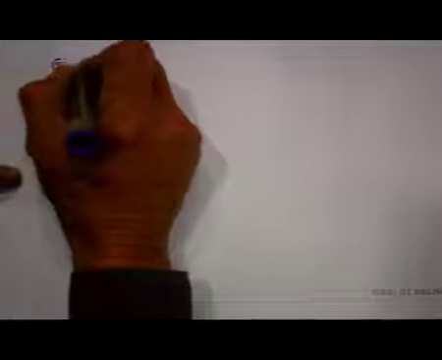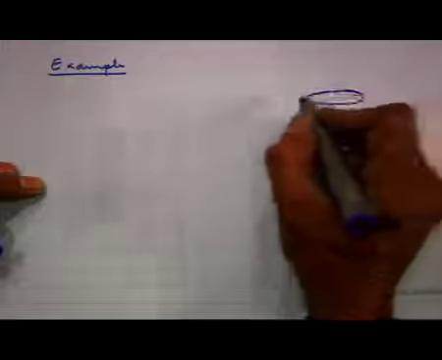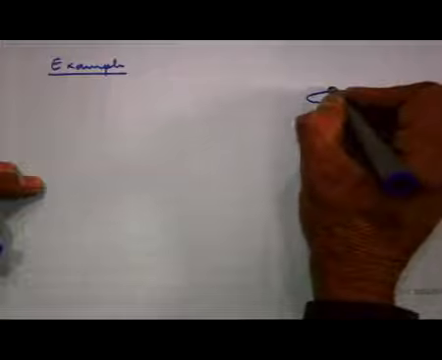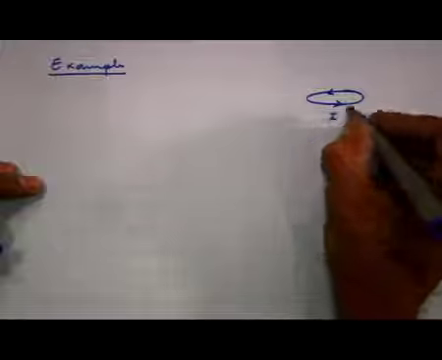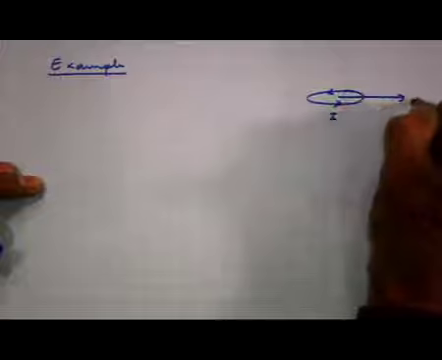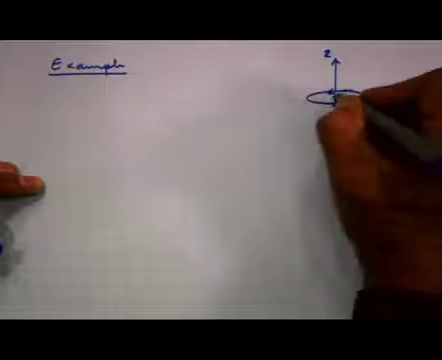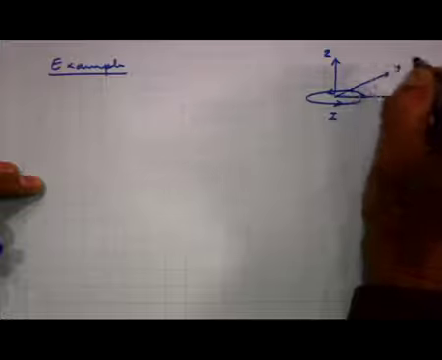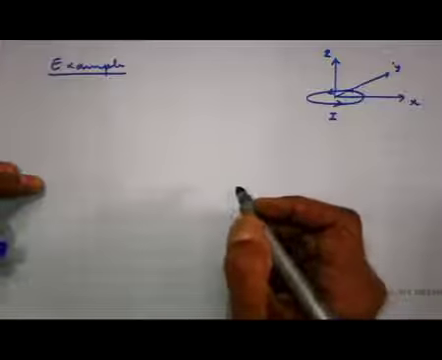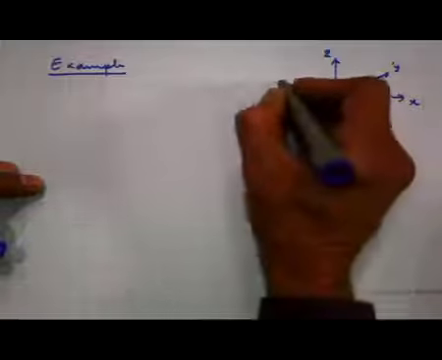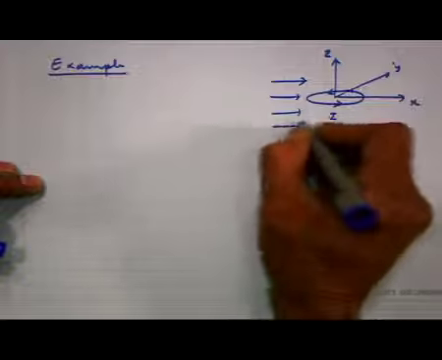We started looking at one example at the end of the last class, let me recall the example again. We have a loop carrying current I. Let me assume this is the x axis, this is the z axis, and so for the right handed system, the y axis is like this, the y axis is going inwards. Let me also assume there is a uniform magnetic field in this direction.